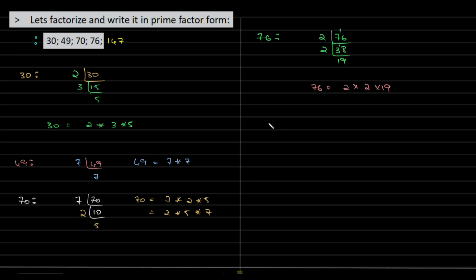And next we have 147. 147 is not an even number, so certainly not divisible by 2. Is it divisible by 3? Well, 4 plus 1 is 5, 5 plus 7 is 12. So yes, it is divisible by 3. So 3 4s are 12, 2 is a remainder, 49. So 49 we know, 7 7s are 49. So 147 is 3 into 7 into 7 in its prime factor form.